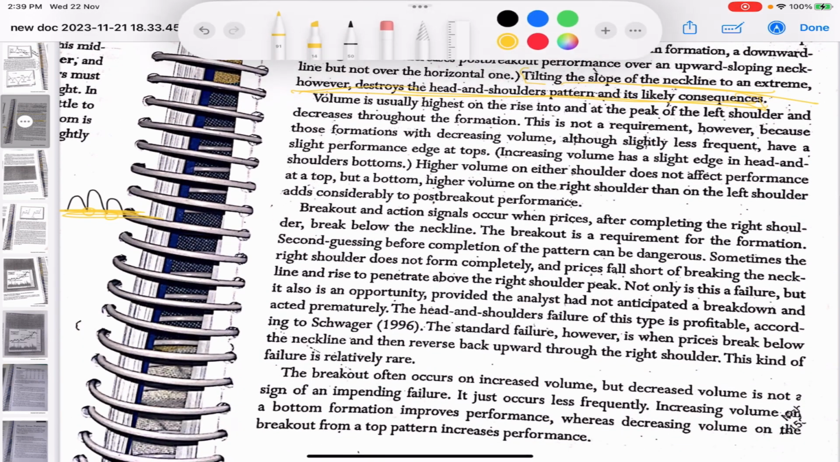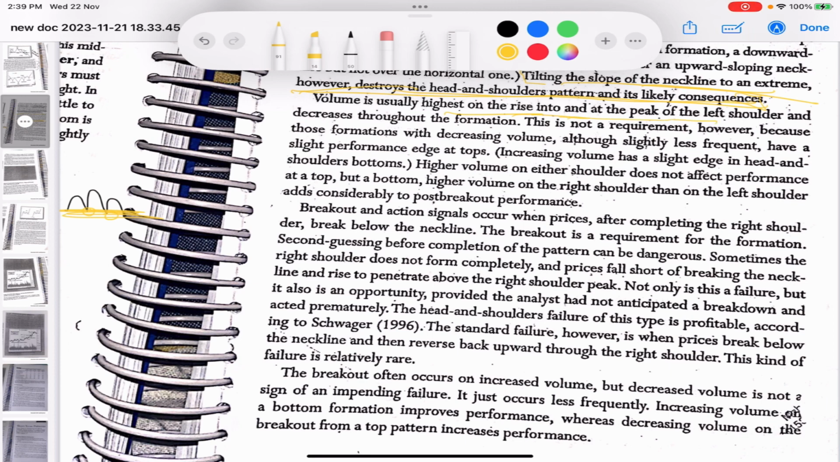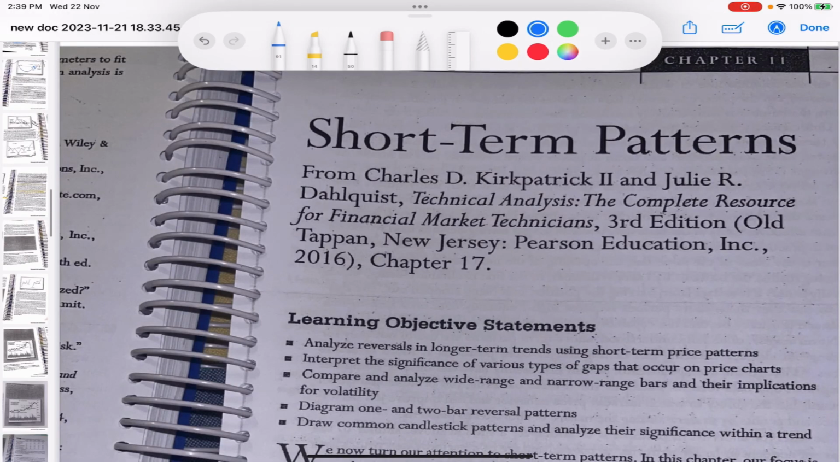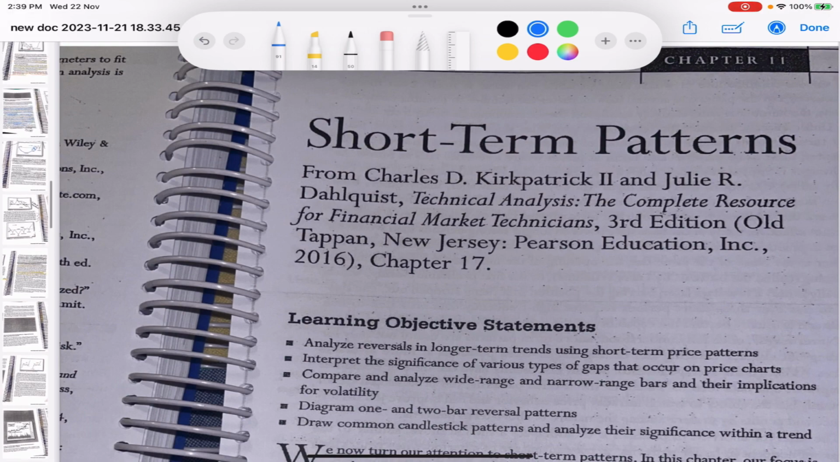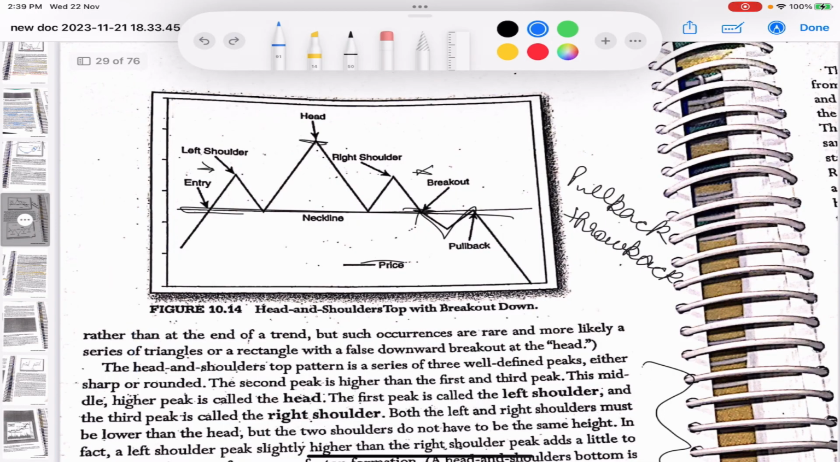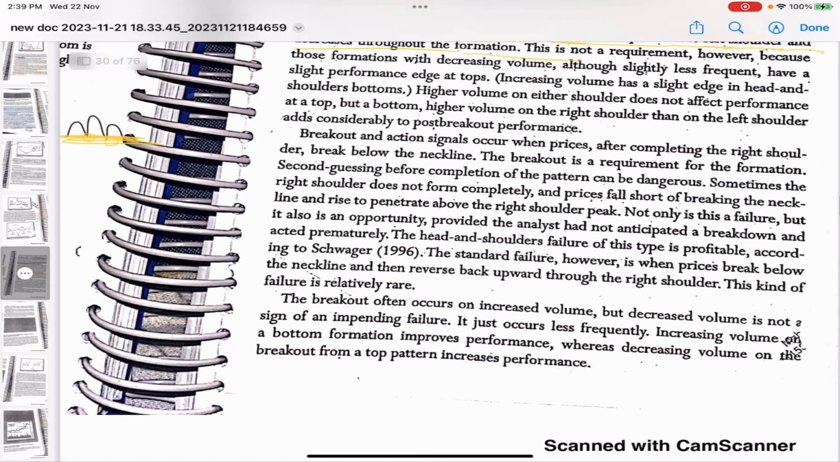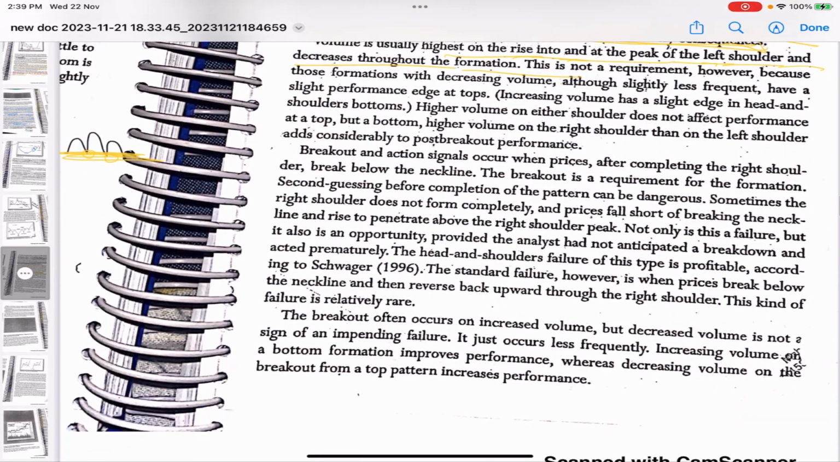Volume is usually the highest on the rise into the peak of the left shoulder and decreases throughout the formation. So when the first shoulder is forming, the volume increases, but after that, in the rest of the formation, the volume is less. So keep that in mind whenever you are trading a head and shoulder.